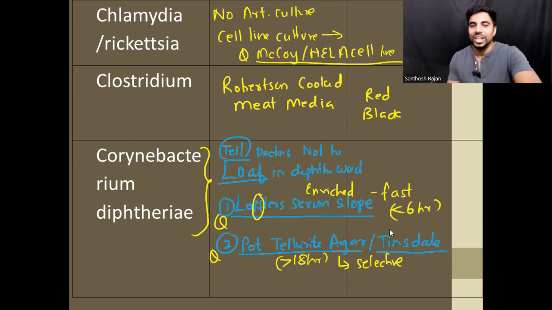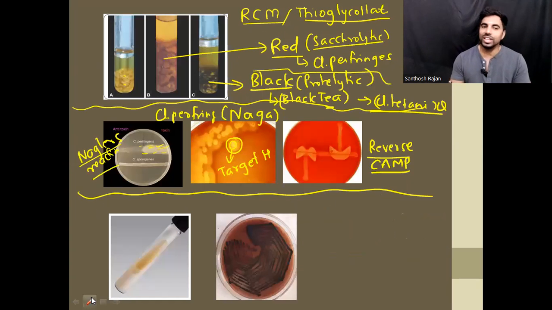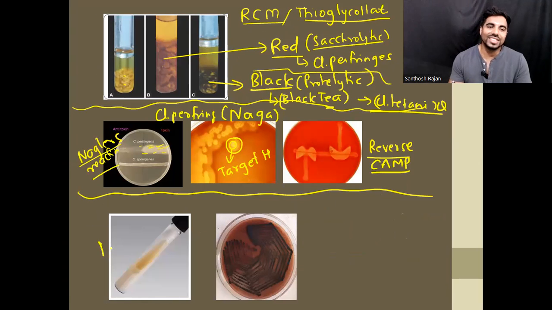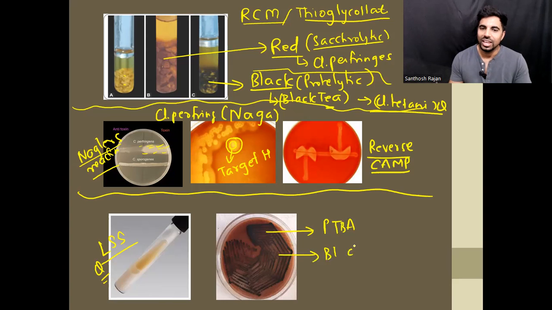Now see this picture. You know that they always ask the picture for sure. So this is your LSS media, Loeffler's serum slope, expected question. You will get a picture of diphtheria and then identify which will give the fast growth, then you have the LSS media. And if this gives the specific one, then this is potassium tellurite agar, PTA, or potassium tellurite blood agar. What do you call the colony? Black color colonies. Black colonies are characteristic for tellurite. That's it. This is for your diphtheria.